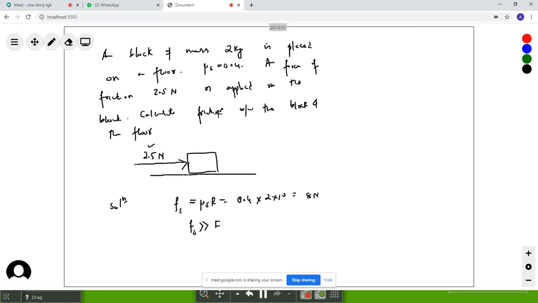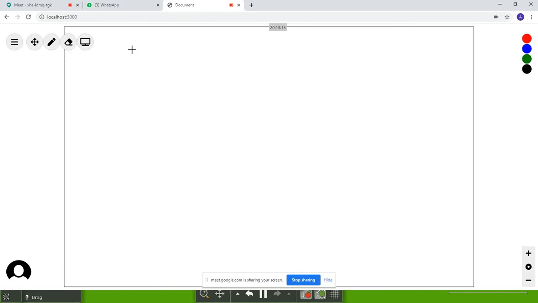This is another way of saying it: I just want to move it, so I apply a force to just counter the friction, but that force is less. Now the next question, on kinetic friction. Kinetic friction will be the same thing only. It would be mu k into R, right?